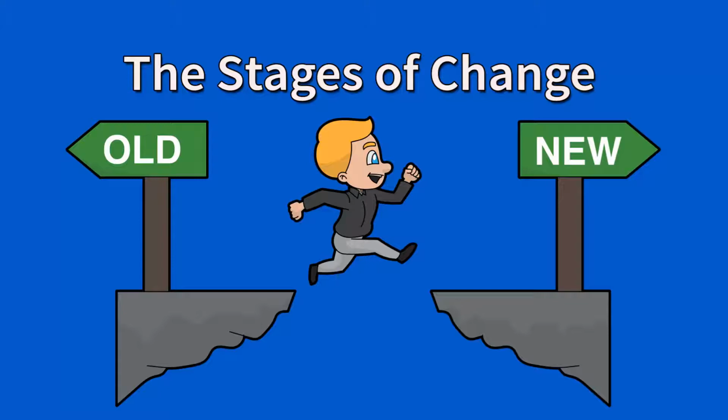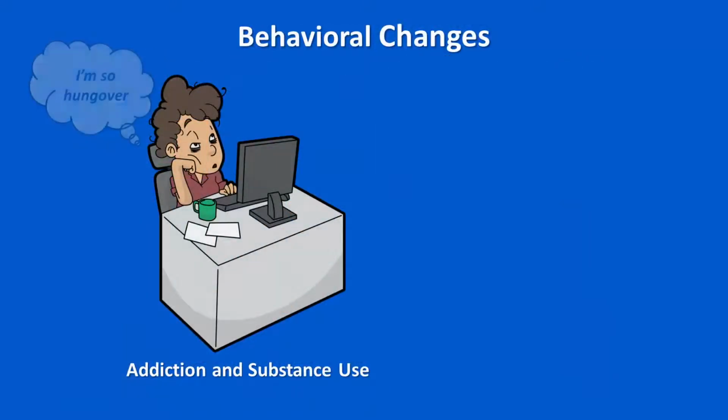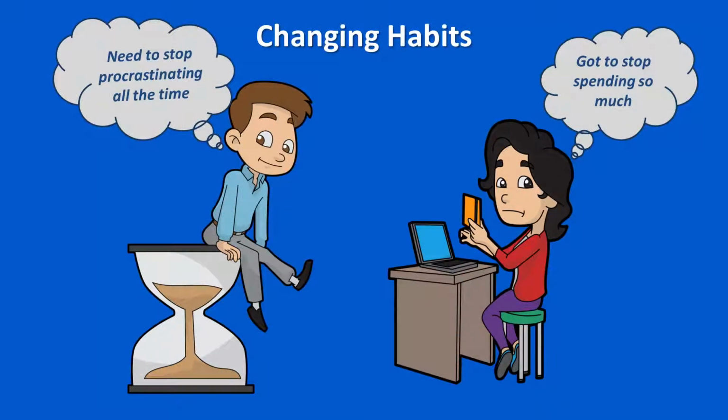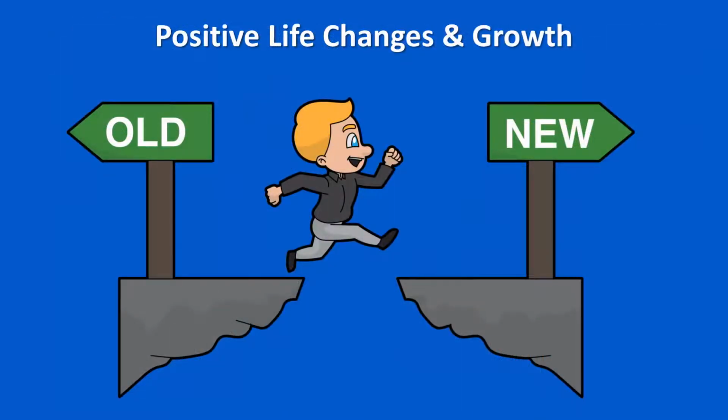In this video, we're going to learn a model of how we make changes in our lives, called the stages of change. And it's often used in treating addictions and for changes that involve adopting a healthier lifestyle, like getting in shape or losing weight. And the model applies to any sort of behavioral change, like changing a habit, and to almost any sort of change we might try to make for personal growth or just to improve the quality of our lives.